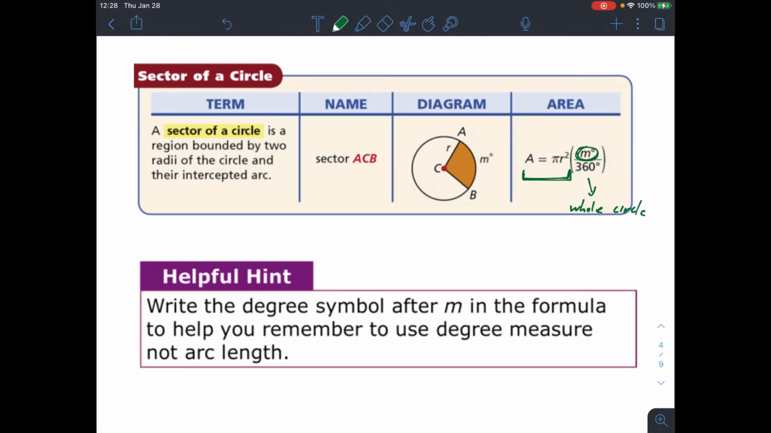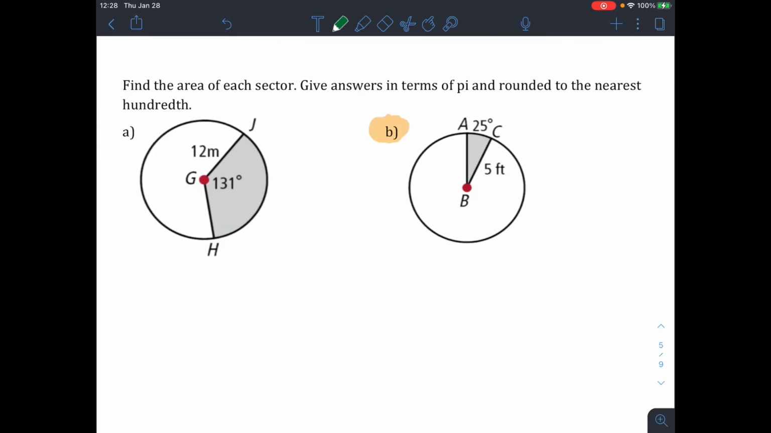Little hint there, write the degree symbol after m in the formula to help you remember to use degree measure, not length. Measure and length are 2 different things. We haven't learned length yet. We will in about 2 minutes here.